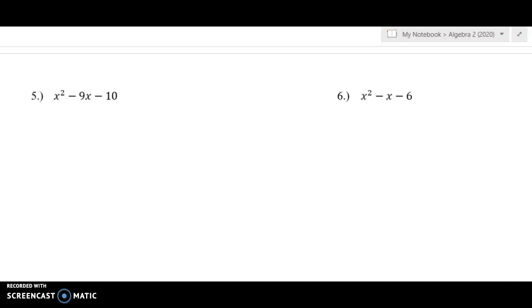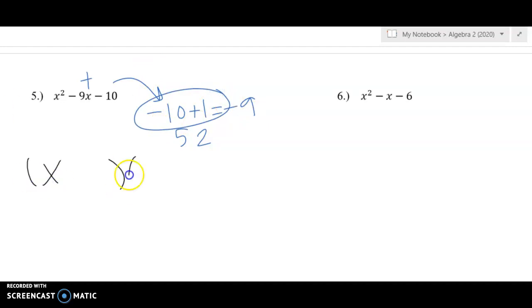Okay, let's keep going. So what multiplies to 10 and adds to negative 9? Well, 10 times 1 and 5 times 2. I think I'm going to use the 10 and the 1 because if I make the 10 negative and the 1 positive, that gets me the negative 9 that I want. And then I can separate this into my factors. One needs a negative 10, one needs a positive 1.